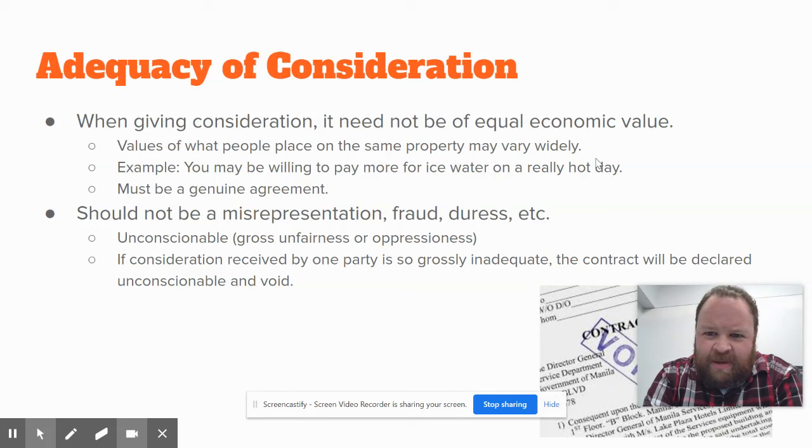So while economic value isn't always a consideration, unconscionable actions, so gross unfairness or oppression, are going to be considered by the court. You might be able to take advantage somewhat: if it's a hot day, jack up the prices. If it's cold, maybe jack up the prices for hot cocoa or something like that. But if it's something so inadequate, then it's not going to fly in court.